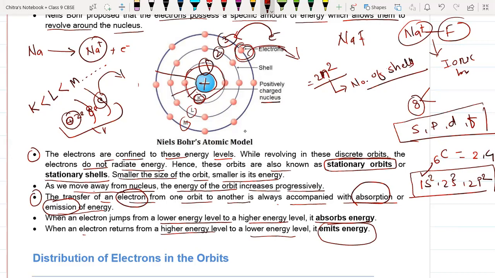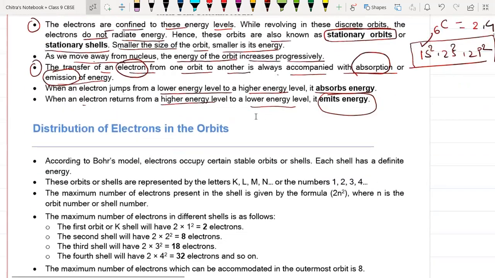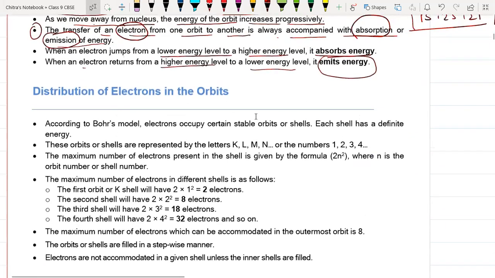So there are many ways you can prove that. Okay, so this is all about the Niels Bohr atomic model. Any doubt here? All clear. Okay, so now we will understand the distribution of electrons in orbits.